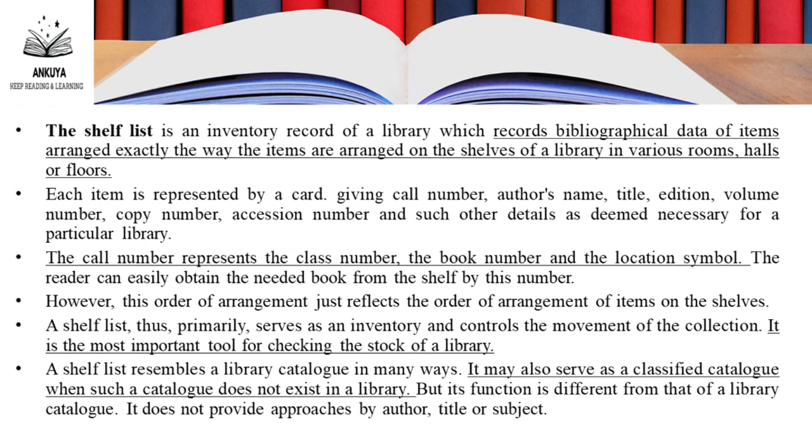However, this order of arrangement just reflects the order of arrangement of items on the shelves. A shelf list, thus, primarily serves as an inventory and controls the movement of the collection. It is the most important tool for checking the stock of a library. A shelf list resembles a library catalog in many ways. It may also serve as a classified catalog when such a catalog does not exist in a library. But its function is different from that of a library catalog. It does not provide approaches by author, title, or subject.